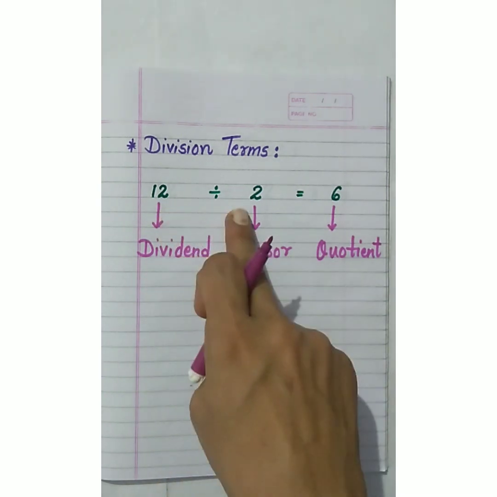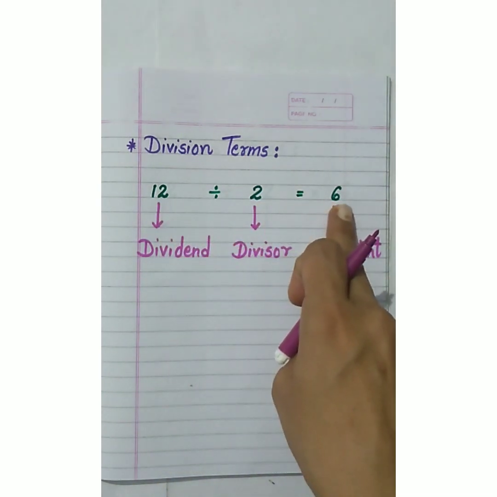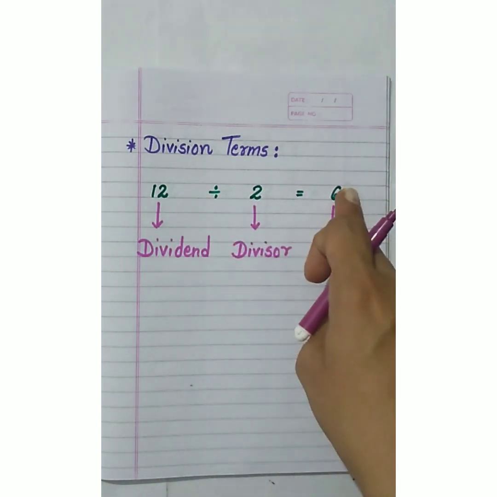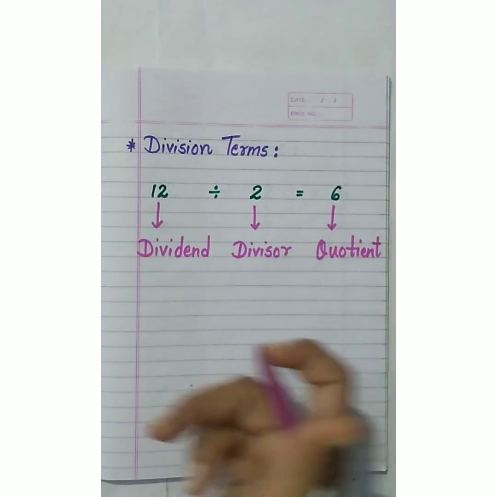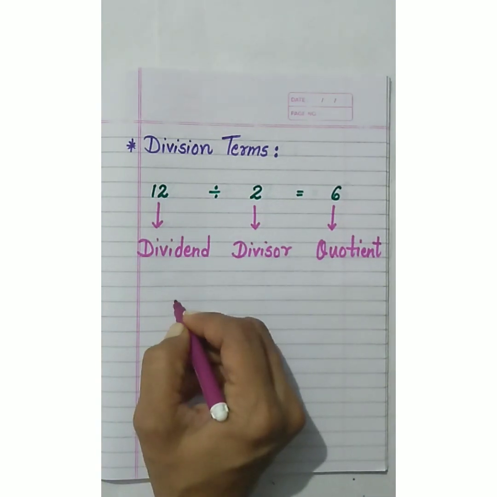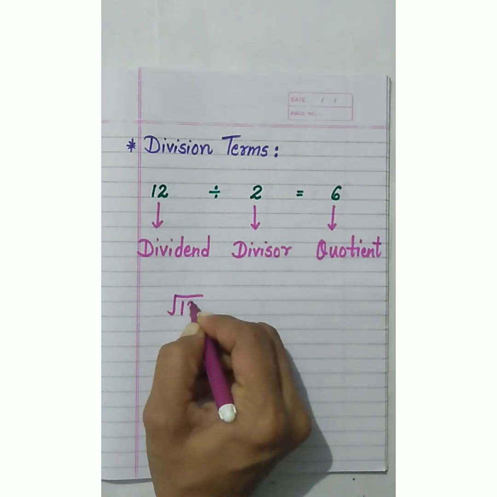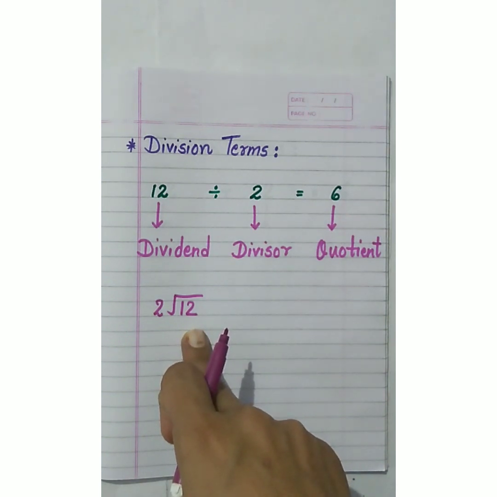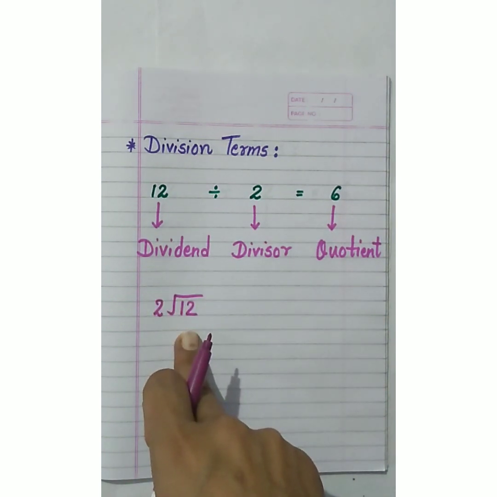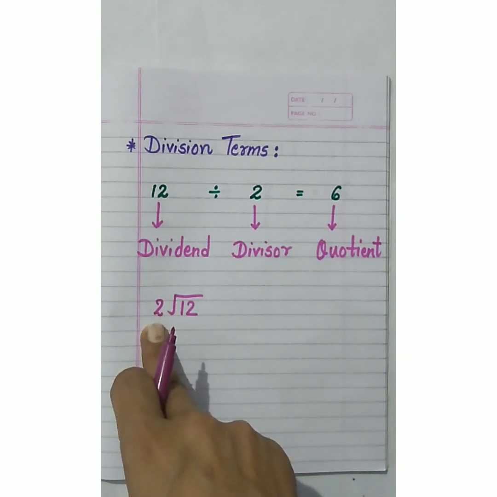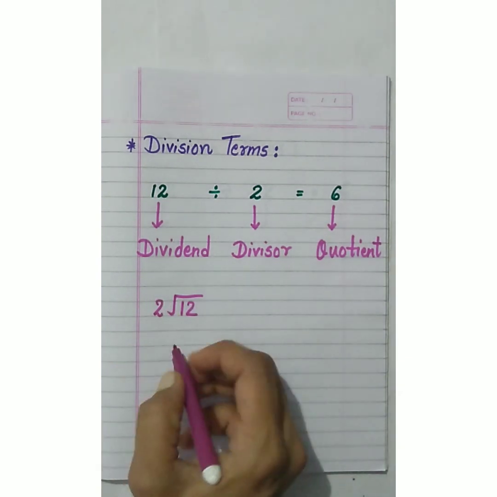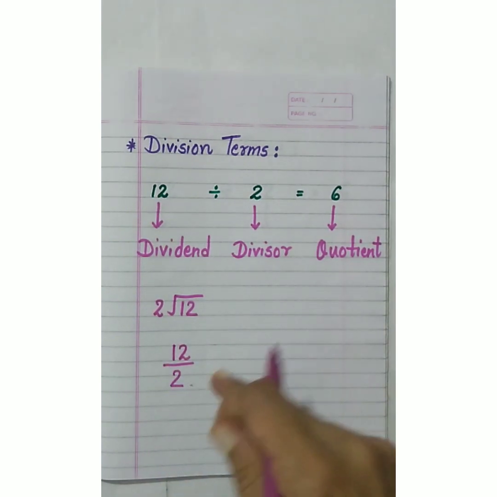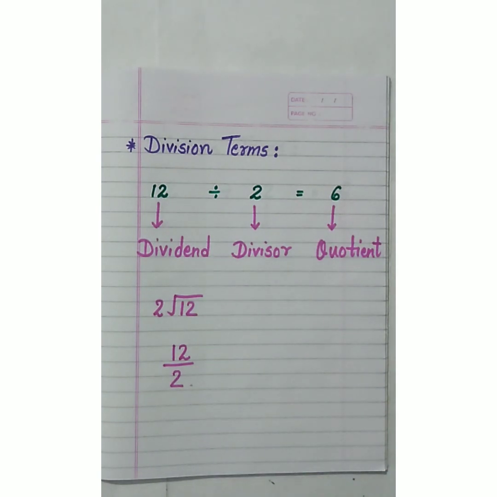Now 12 divided by 2 is equal to 6. So 12 is our dividend, 2 is our divisor, 6 is our quotient. 12 divided by 2 can also be written with the dividend inside the line and the divisor 2 outside the line, and it can also be written as 12 upon 2, that is dividend upon divisor.